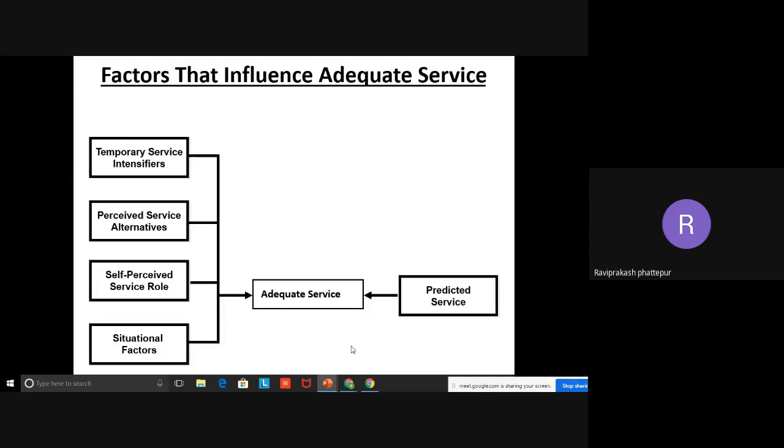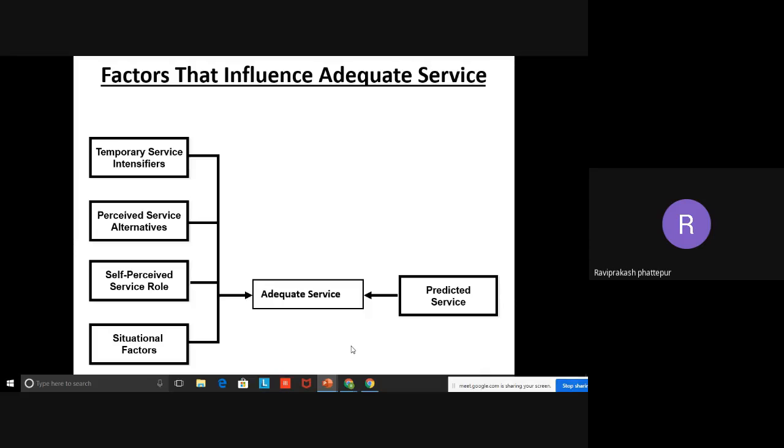So in the coming classes, in the coming chapters, we'll learn how a customer is also a part of the service delivery process. So he is also a member who makes sure whether the service delays or the service is quick. Okay, self-perceived service role. Third one, and the fourth one is situational factors.